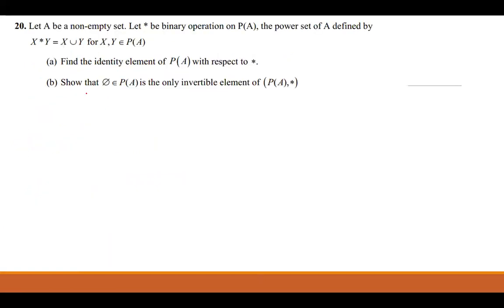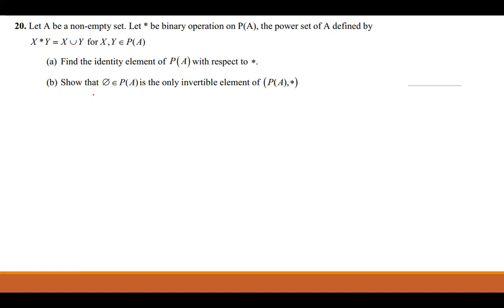So this is the last question that we have. This question says, let A be a non-empty set. Let star be a binary operation on P of A, the power set of A, defined by X star Y is equal to X union Y for all X and Y that are members of the power set of A. Find the identity element of the power set of A with respect to star.